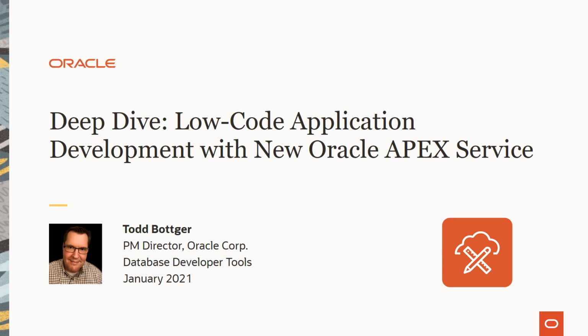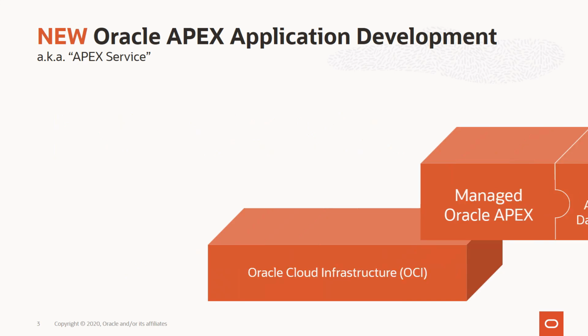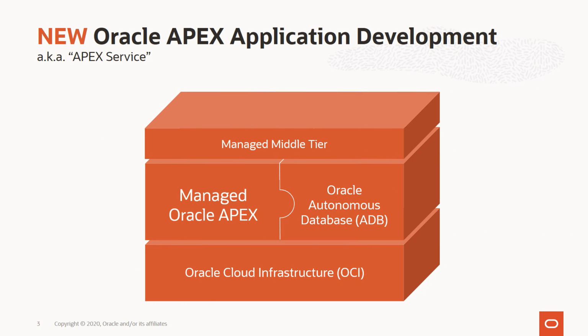I'm excited to share with you what's included in Oracle's recently launched Apex Service, how you can get it, and a brief demonstration. At the end, we'll wrap up with a summary of service packaging and pricing. Let's first cover what's included in this new cloud service, Oracle Apex Application Development, which I will refer to simply as Apex Service. I'll describe the key capabilities you get from its hardware and software stack, including Oracle Cloud Infrastructure, or OCI, Oracle Autonomous Database, or ADB, Managed Oracle Application Express, or APEX, and a managed middle tier.